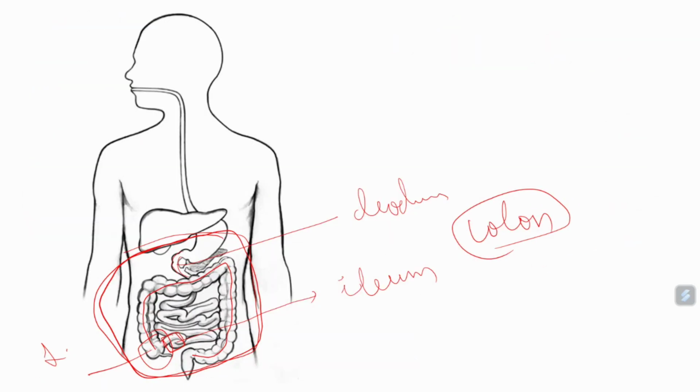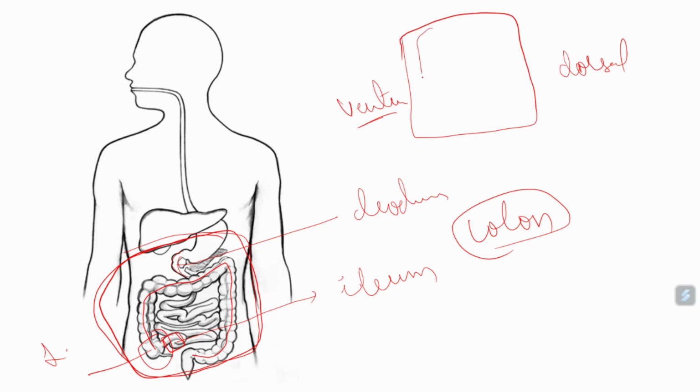Just imagine the abdomen. This is the total abdominal cavity, or peritoneal cavity. In the peritoneal cavity, the front side is called ventral, and the back side is dorsal. In the ventral part of the abdomen, the total abdominal cavity is surrounded by one membrane, which is called the peritoneal membrane.